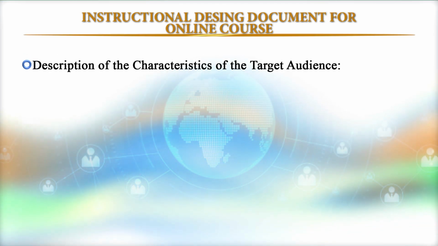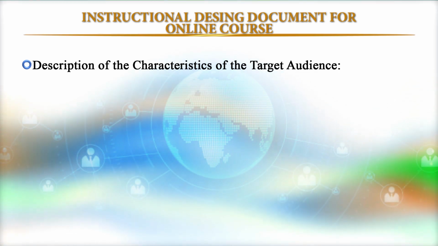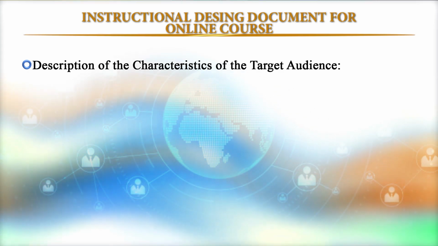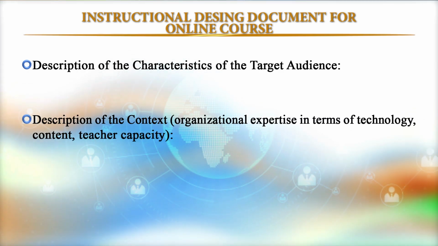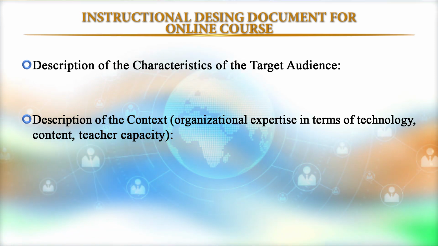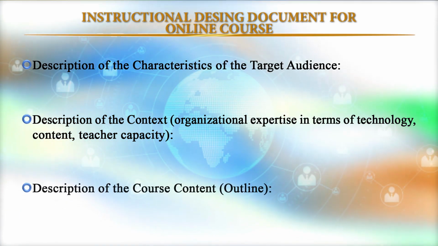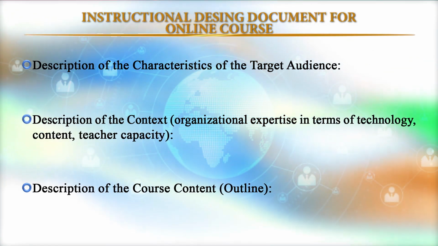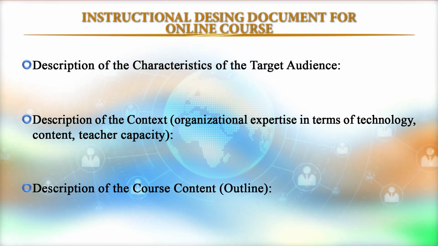And the description of the characteristics of the target audience: you have to write who your target audience is, the level and the profile of the target audience you have to mention. After that, the description of the content, that means the organization, the teaching capacity, and everything you have to explain here. And the description of the course content, that is the course outline you have to mention, that means what are the topics you are going to cover in this course, that also you have to mention here.